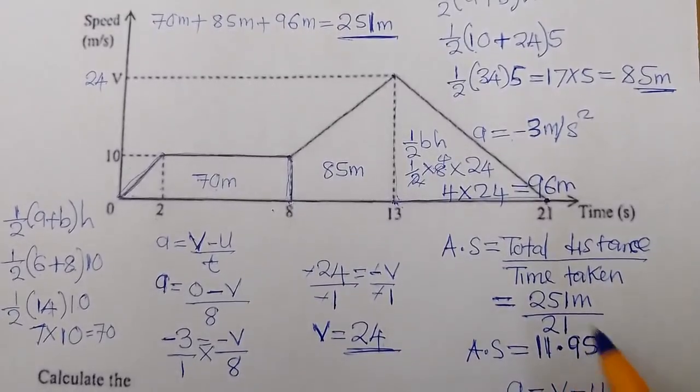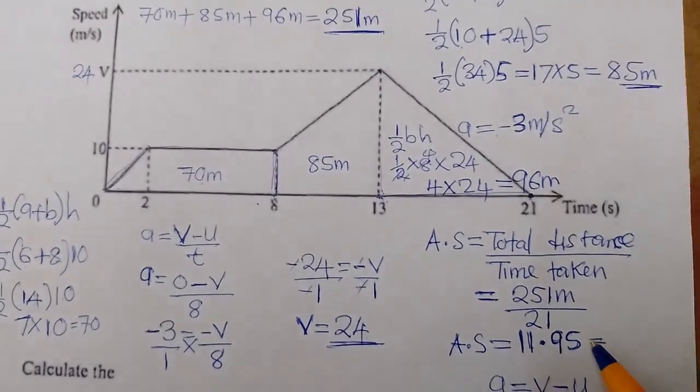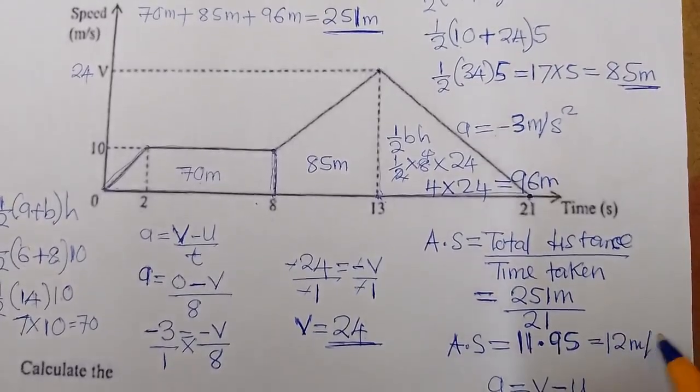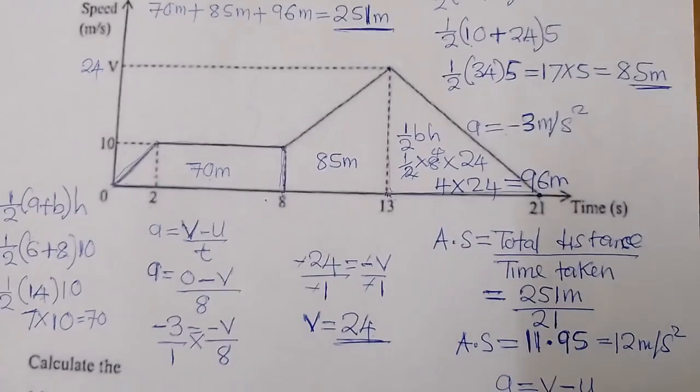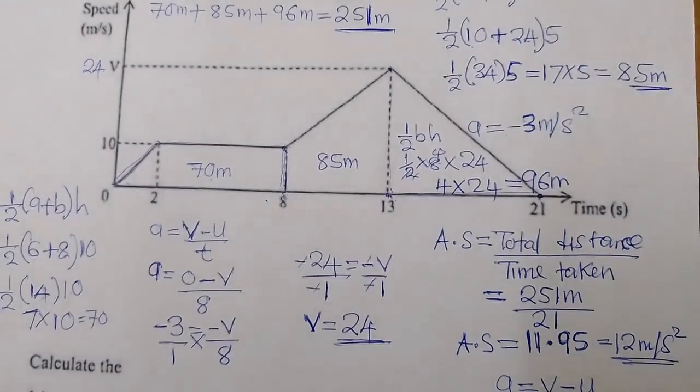11.95. So you round off this answer, which will just be equal to what? 12 meters per second squared. This will be your answer. So just end here like this.